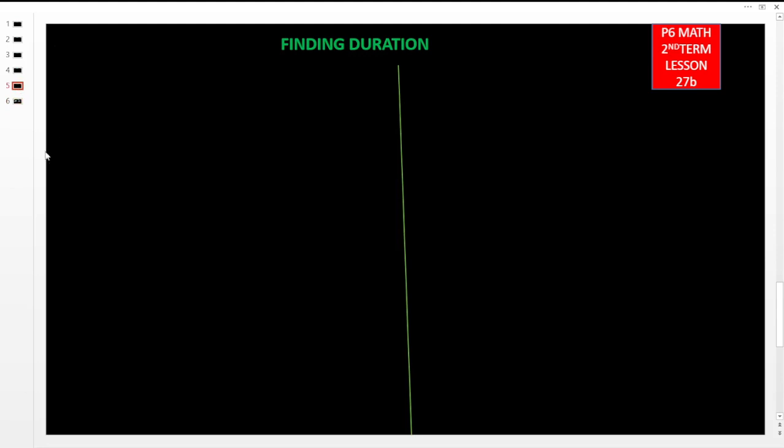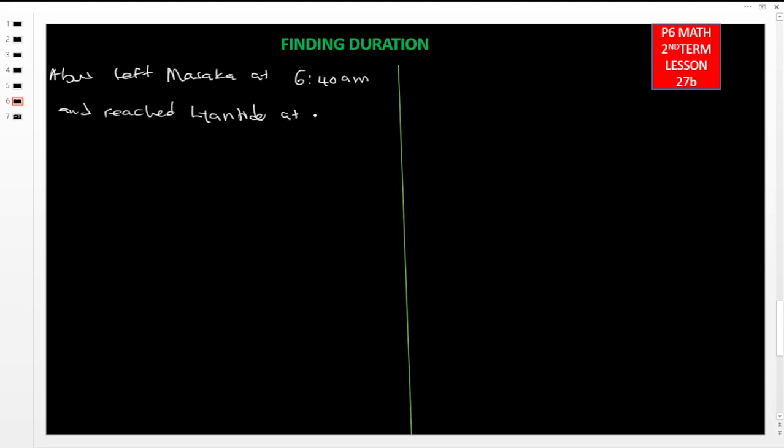Okay, so let us get another chalkboard here. Let us duplicate this. Okay, let us get this again. Here we do example 2. Example 2, they can tell us that a bus left Masaka at 6:40 a.m. and reached Lyantonde at 9:20 a.m. For how long did the bus take? For how long did the bus take traveling?